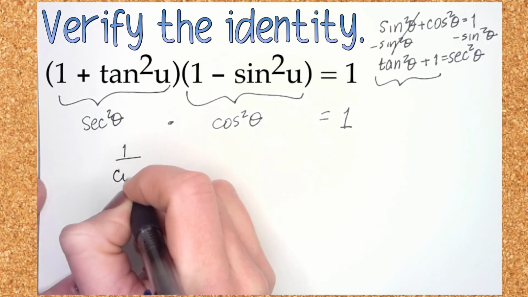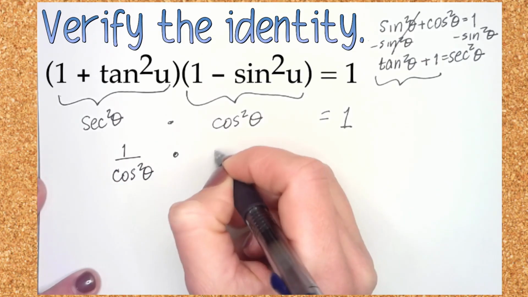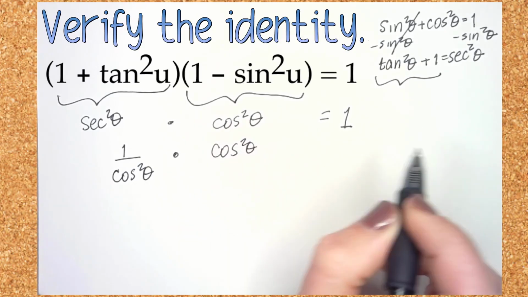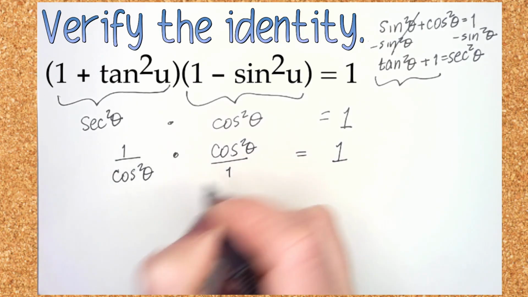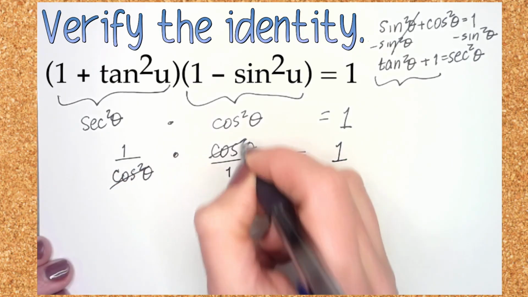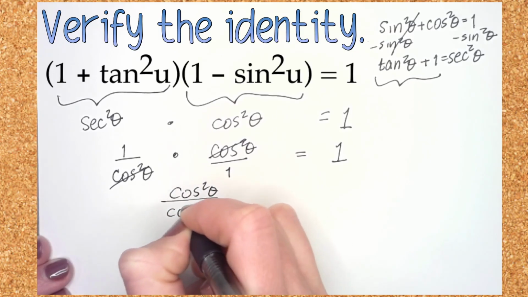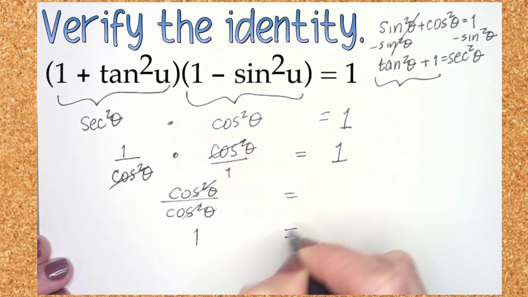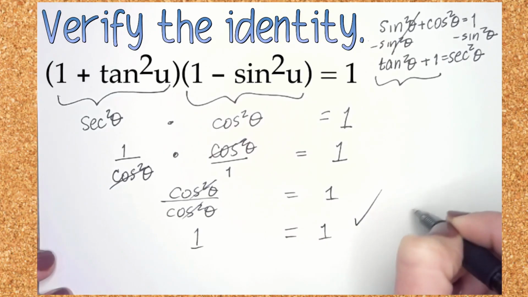Secant squared can be rewritten as 1 over cosine squared theta using reciprocal identities, times cosine squared theta, which can stay the way it is. You don't have to change everything every time. It equals 1. That's really over 1, but you don't need to write it. These can reduce, because if you wanted, I guess you could write it like this first, which either way is equal to 1. So 1 equals 1, and we are done.